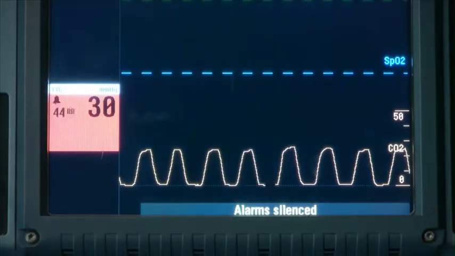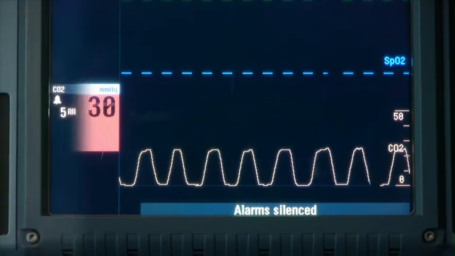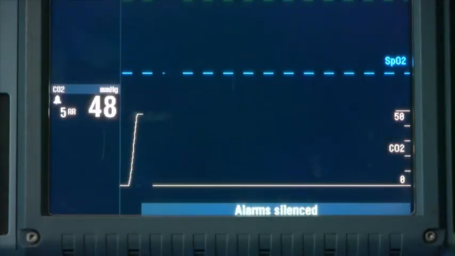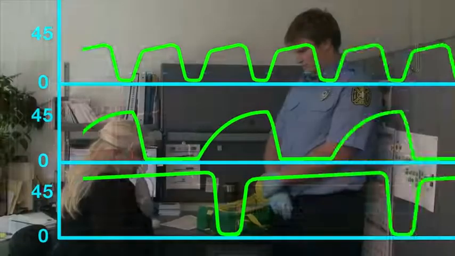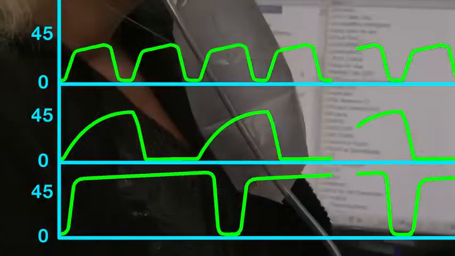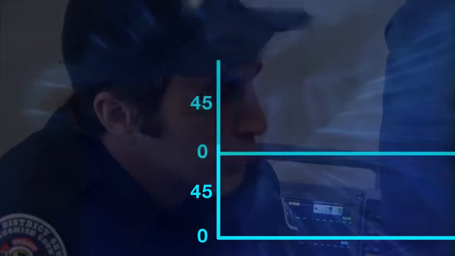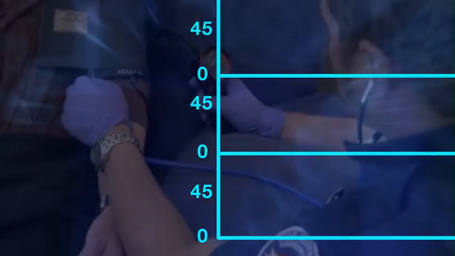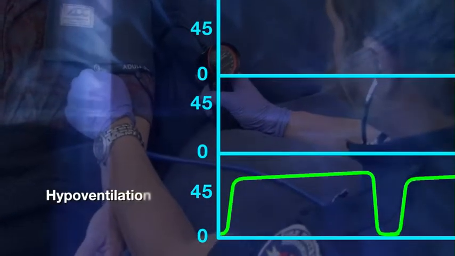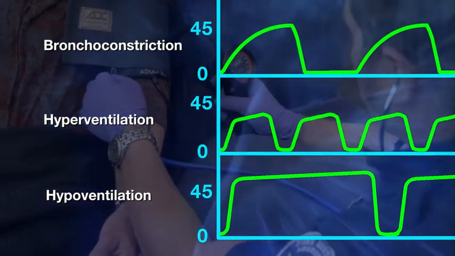Abnormal waveforms will display a gradual increase in end-tidal carbon dioxide, which appears as the rising peak at phase 3 of each wave. These abnormal waveforms are associated with rising body temperature, hypoventilation, and increased metabolism. Common abnormal waveforms EMS responders will encounter include hypoventilation, hyperventilation, and bronchoconstriction.